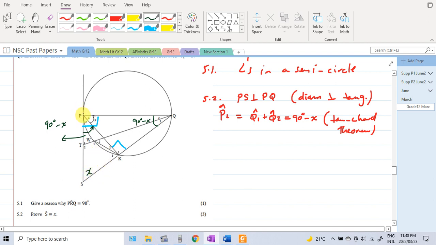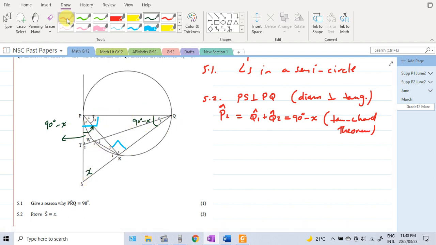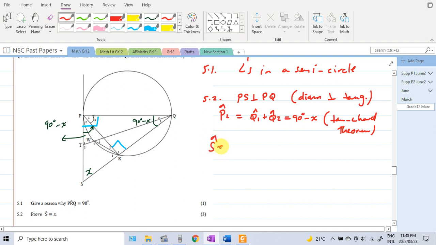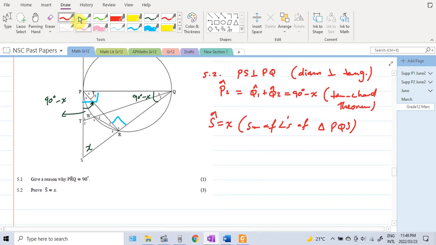Look at the bigger picture. Like your trig diagram, if you have x there, you need to have 90 minus x there, and that's 90 already. So angle S is now equal to x. Why? Because sum of angles of triangle PQS, and that's the reason why angle S is equal to x. So we have enough information. Let me just take out this 90 minus x from here. You know that because we use tan chord. So let's just search 90 minus x.